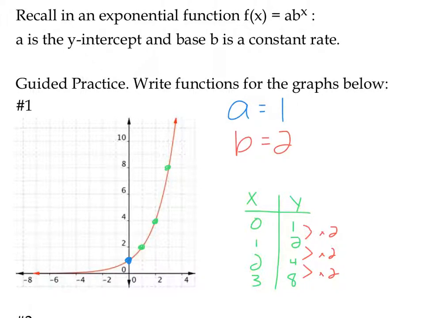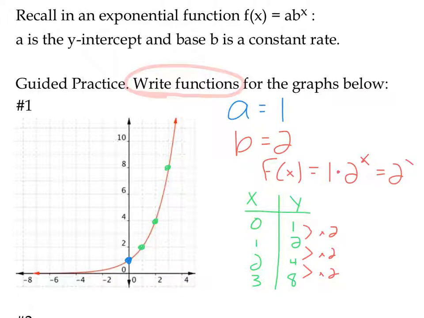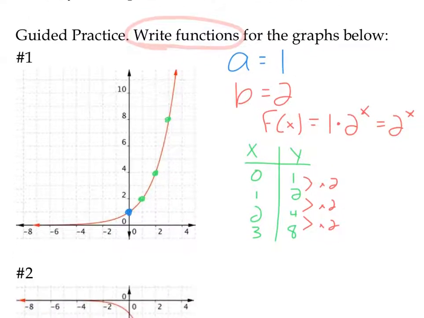So I could write the function. Remember the directions here? It says to write a function. So if I'm going to write the function for this, it would be f of x or y, that's fine, equals 1 times 2 to the x, or just 2 to the x. So the a value is our y-intercept, and then the b value we can find by figuring out what is happening as we go from each y value to the next in our table along our graph. Let's see another example of that here.